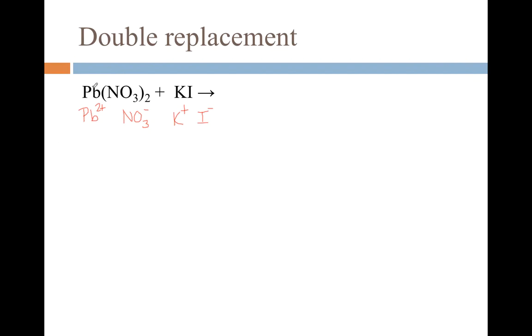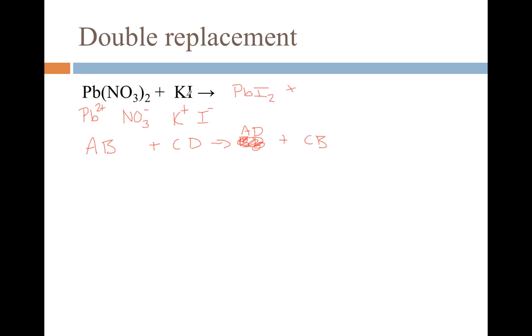You want to look at their charges to see how they are going to form new products. My general form was AB plus CD gives us, oh whoops, not BD, it's going to give us AD plus CB. My lead 2 has a charge of 2+ and it is going to go with my iodide, which has a charge of 1-. That gives me PbI2, because with a charge of 2+ for the lead and 1- for the iodide, I need 2 iodides for every 1 lead in my formula.